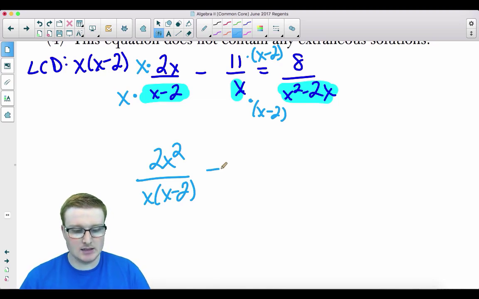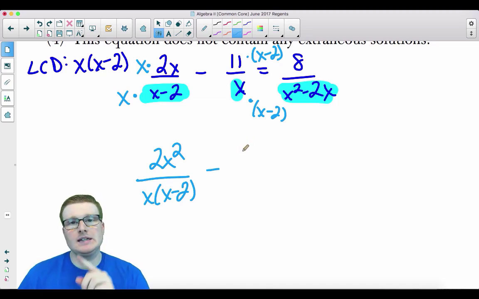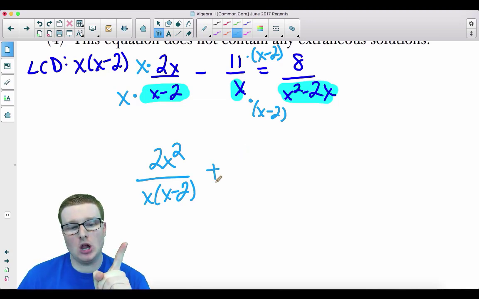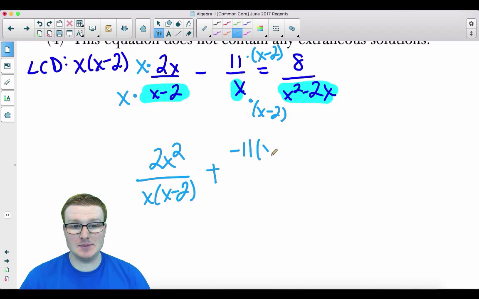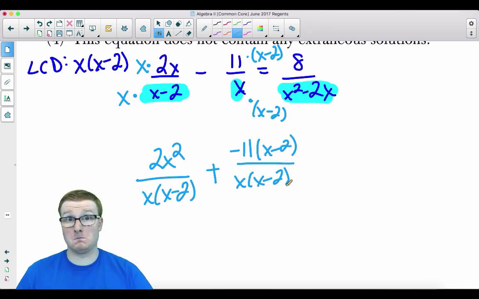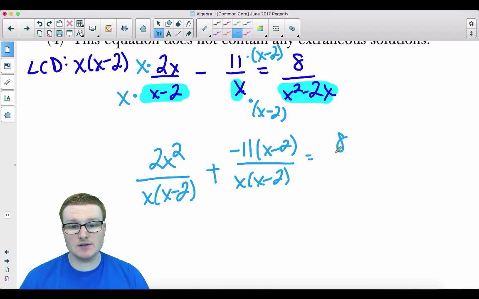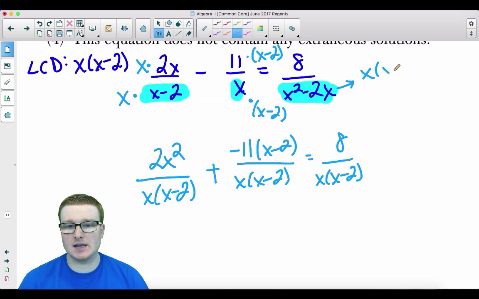minus, actually, you know what? Here's the thing. I'm going to make this plus, and I'm going to make this a negative 11, just because I don't want to get confused with my signs. It's very important. Plus a negative 11 times x minus 2 divided by x times x minus 2. Okay. And this is equal to 8 divided by x times x minus 2. Again, that's just x times x minus 2 factored.